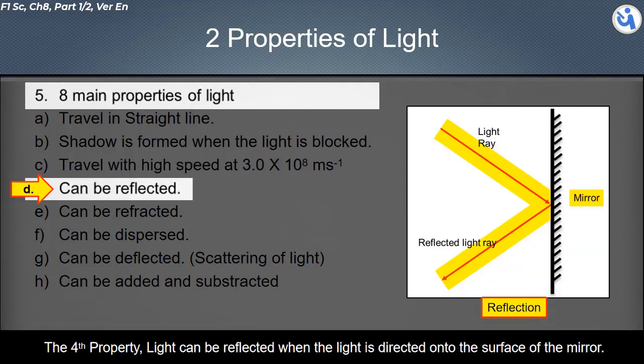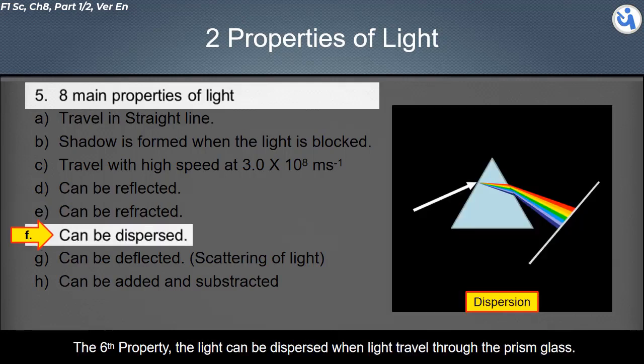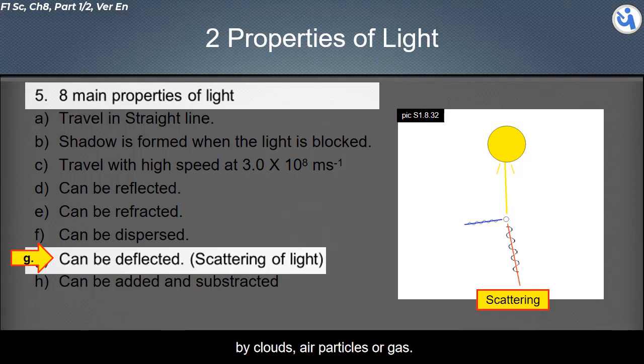vacuum. The fourth property, light can be reflected when the light is directed onto the surface of the mirror. The fifth property, light can be refracted when the light passes through two mediums of different densities. The sixth property, light can be dispersed when light travels through the prism glass. The seventh property, light can be deflected from its original path in all directions by clouds, air particles, or gas. This is the scattering of light.